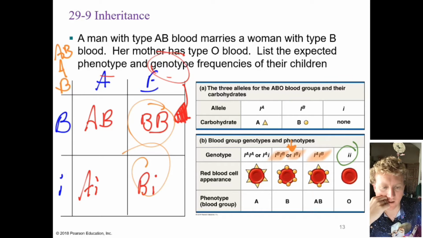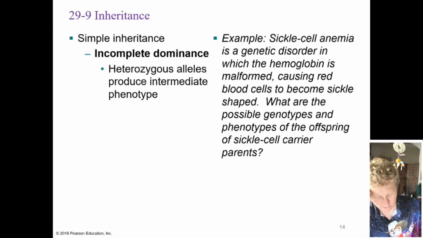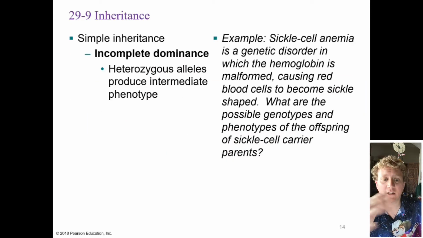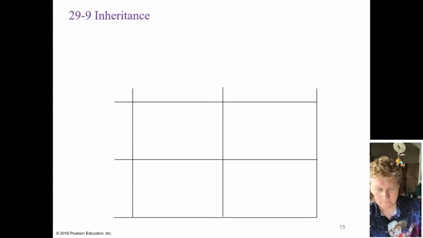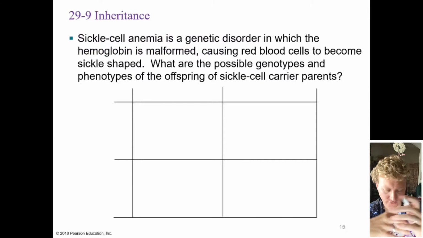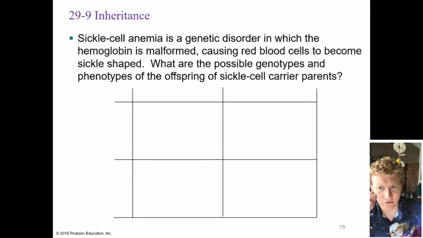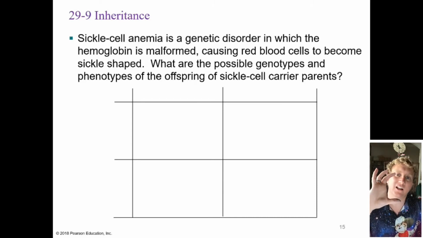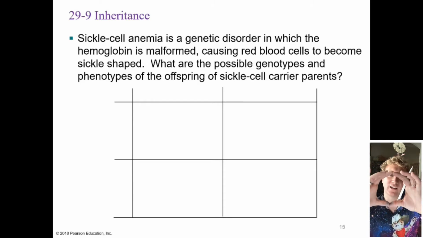Okay. What else? Let's move right along. How about incomplete dominance? So heterozygous alleles have intermediate phenotypes. This would be like a blending of colors in flowers, for example. So in humans, we've got sickle cell anemia. We've talked about that when we did the blood. It's a genetic disorder. So hemoglobin gets malformed, which causes the blood cell to become sickle-shaped, not that sort of lifesaver donut shape.